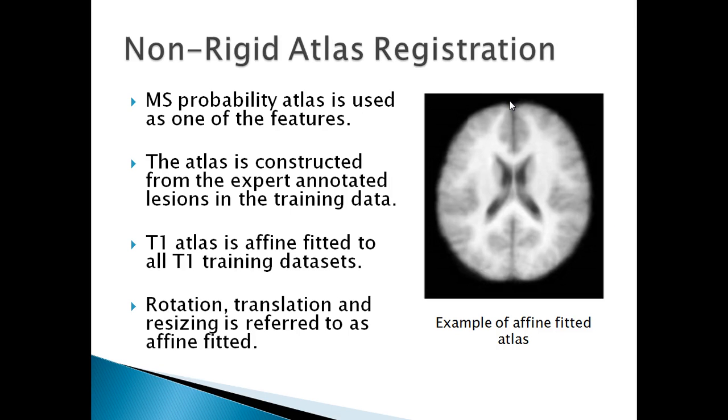The third phase of this project is non-rigid atlas registration. The MS probability atlas is used as one of the features. The atlas is constructed from the expert annotated lesions in the training data. The T1 atlas is affine fitted to all T1 training data sets. By affine fitted, we mean we rotate, translate, and resize the atlas to fit all the T1 training data sets. So this is an example of the affine fitted atlas that we'll be fitting into the T1 training data sets.